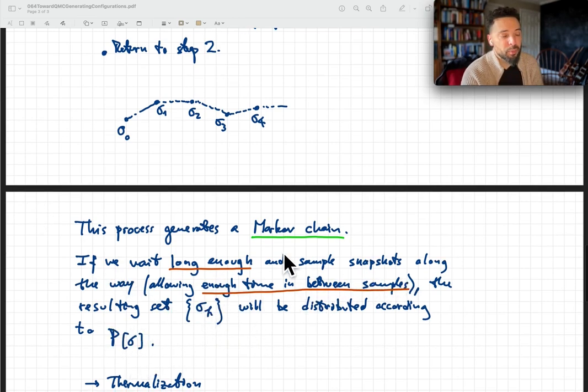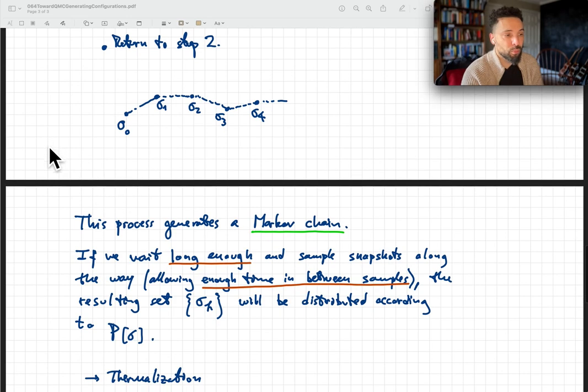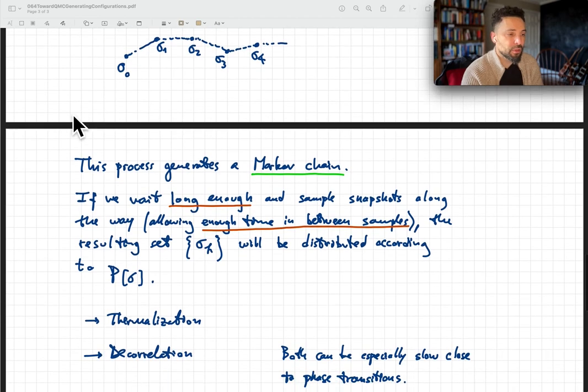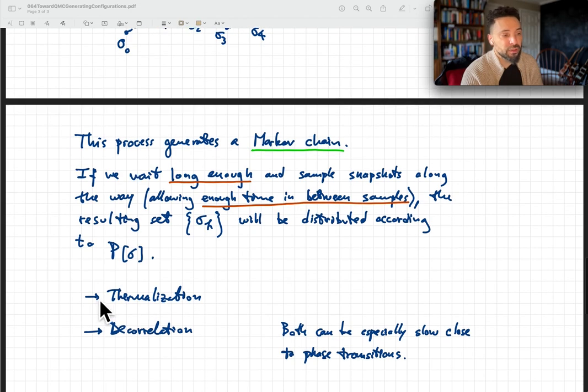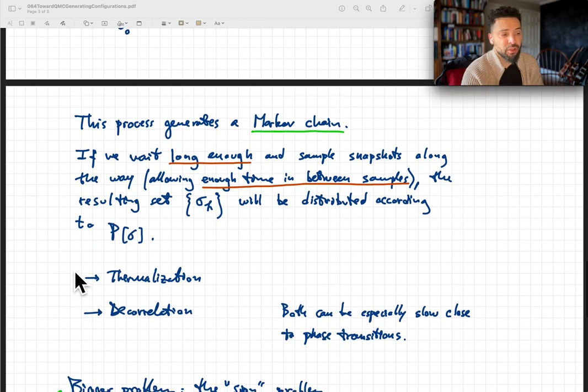And by enough time in between samples, what we mean is that we have to lose memory of where we started first of all, and we have to lose memory in between snapshots. And so we call that process decorrelation. And so first of all, you have to wait for the system to equilibrate to begin with, and that we call thermalization. And so you have to wait a little bit for thermalization, and after that, once you start taking snapshots, you have to wait for decorrelation between samples. And you have to come up with a measure for that decorrelation. So what constitutes proper decorrelation between two samples?